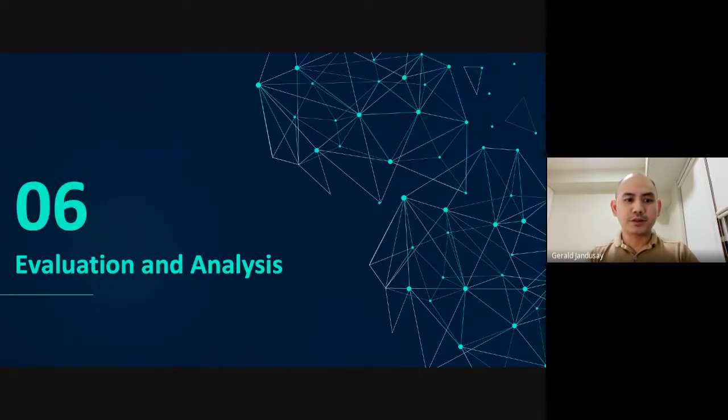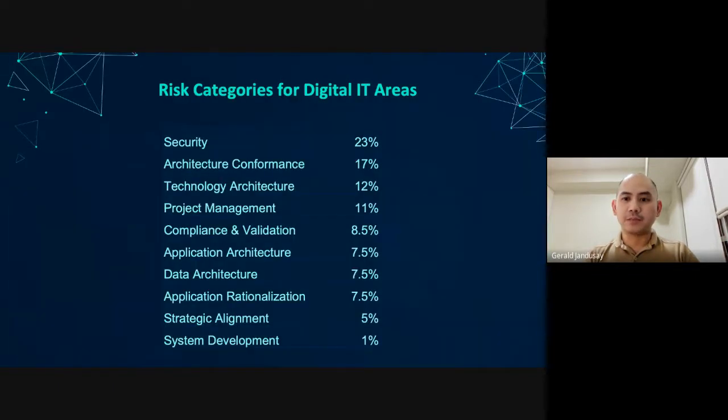Okay, so we move on to the evaluation and analysis of this case study. One of the goals here is also to identify the risk categories. As a result of their data analysis, and also based on the observation for about 1 year and 8 months, they have identified 118 items of risk, and they categorized them into 10 risk categories. The revealed risk categories for digital IT are presented here.